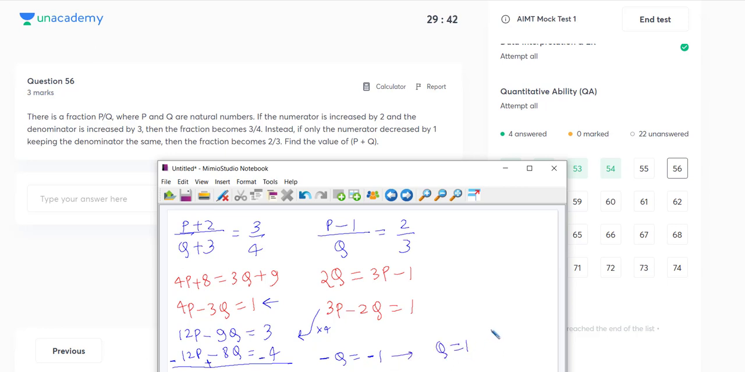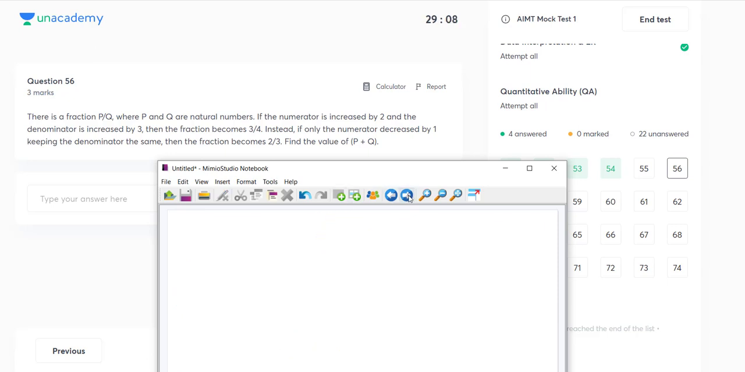Now P is going to be how much? Q is equal to 1, so P is also 1, I think. I'm not sure it is correct or wrong, maybe I made some mistake, so let's cross check here. P is equal to 1 and Q is equal to 1. If I add plus 2 and plus 3 here, this becomes 3 by 4, correct. And if I subtract 1 from the numerator, how is it possible then? I made some mistake here. This is a very easy question. Let me solve this again.